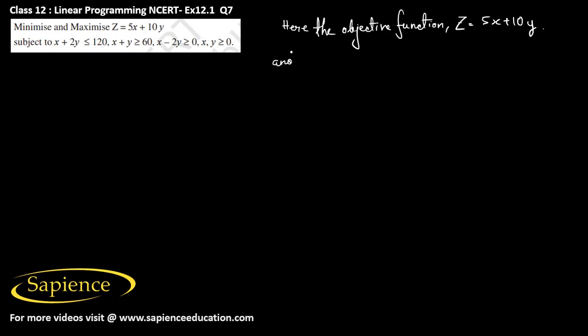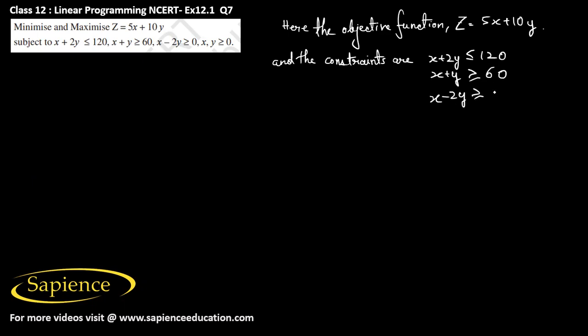And the linear constraints are x plus 2y is less than or equal to 120, and x plus y is greater than or equal to 60, and x minus 2y is greater than or equal to 0, and x comma y will be greater than or equal to 0. So this represents the first quadrant.